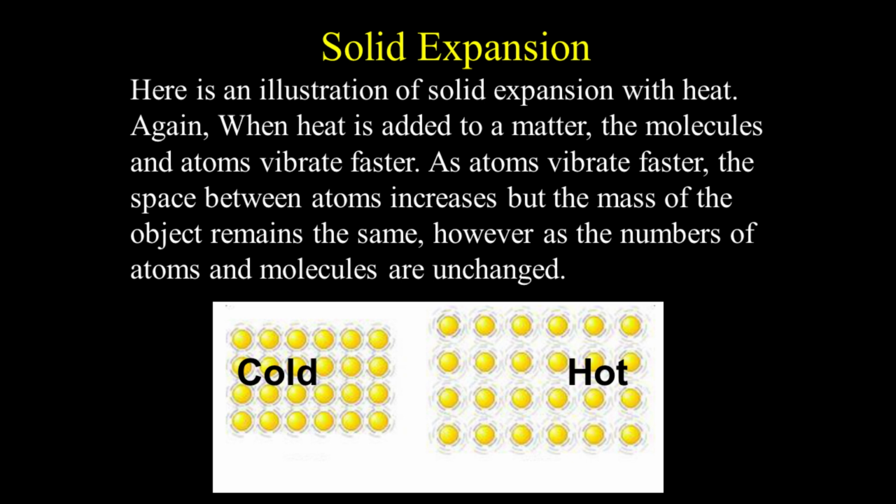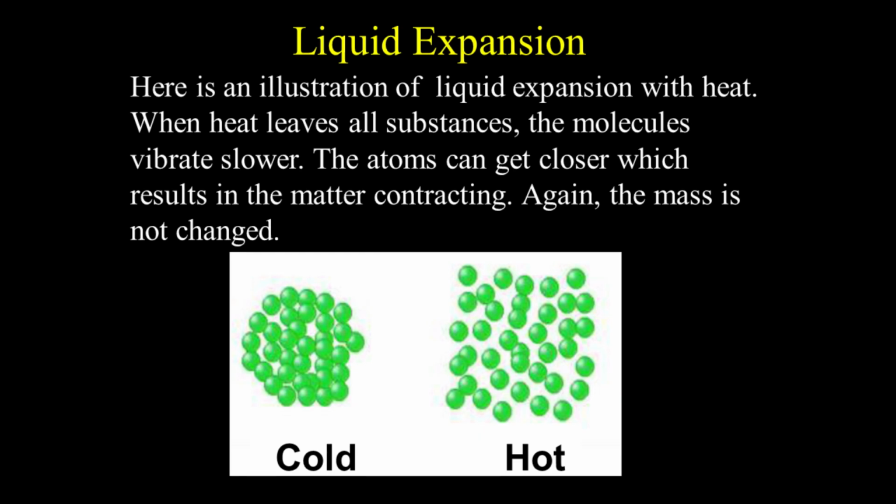Again, when heat is added to matter, the molecules and atoms vibrate faster. As atoms vibrate faster, the space between atoms increases, but the mass of the object remains the same, as the numbers of atoms in molecules are unchanged. Here is an illustration of liquid expansion with heat. When heat leaves all substances, the molecules vibrate slower. The atoms can get closer, which results in the matter contracting. Again, the mass is not changed.